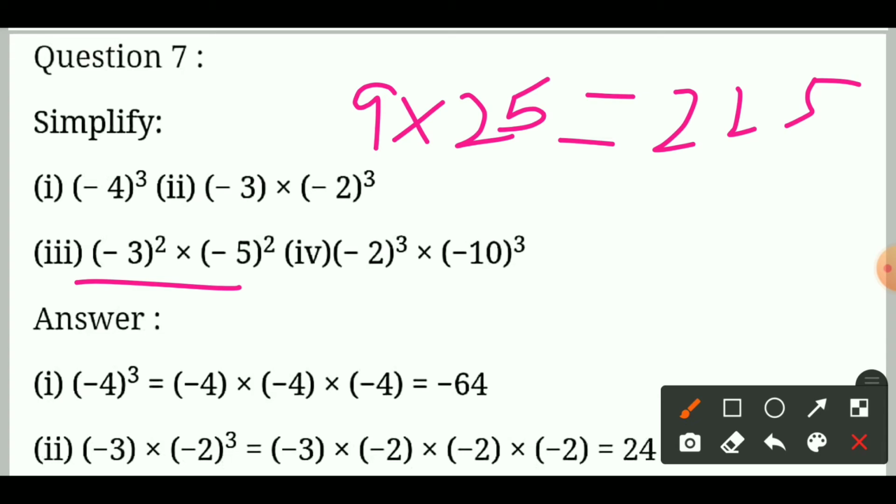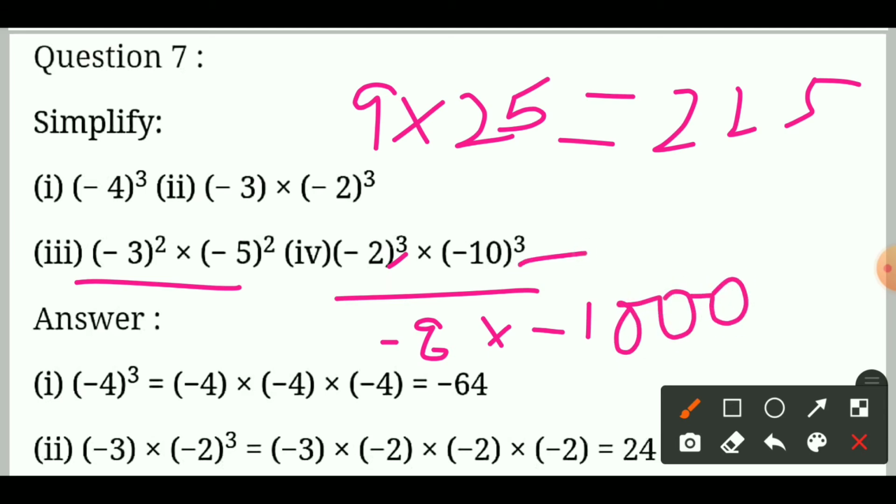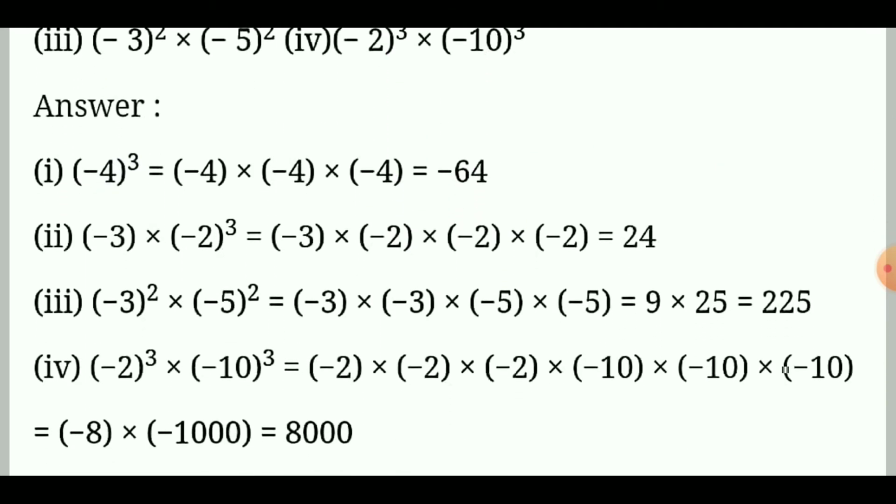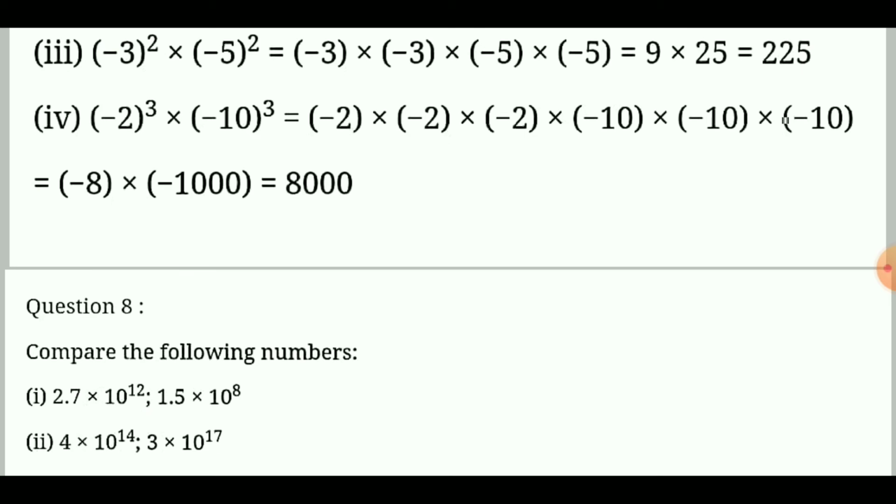Now the next question, and the last question of this kind. Minus 2 raised to power 3 is equal to minus 8. Why is it minus 8? Because of odd power. And here minus 1000. Why? Again because of odd power. 10 times 10 is 100 and 100 times 10 is 1000. So 8 into 1000 equals 8000. Minus minus is positive. So the answer is plus 8000. Okay. Easy.